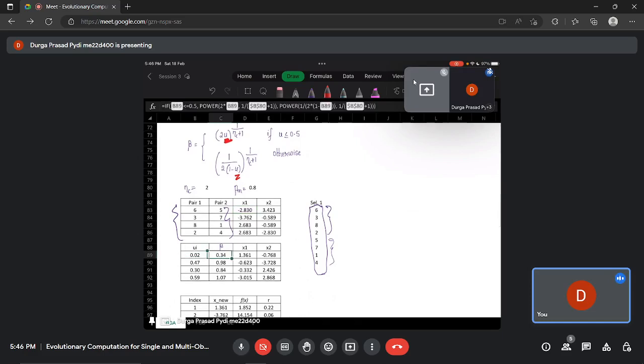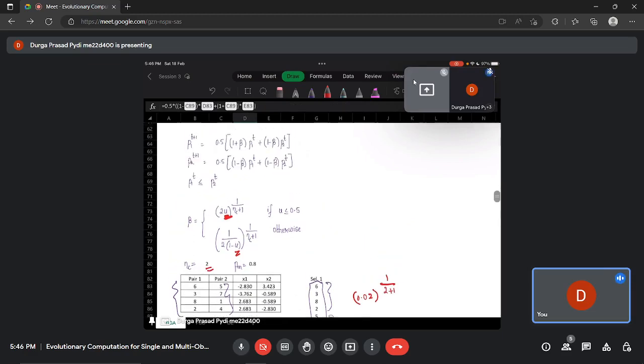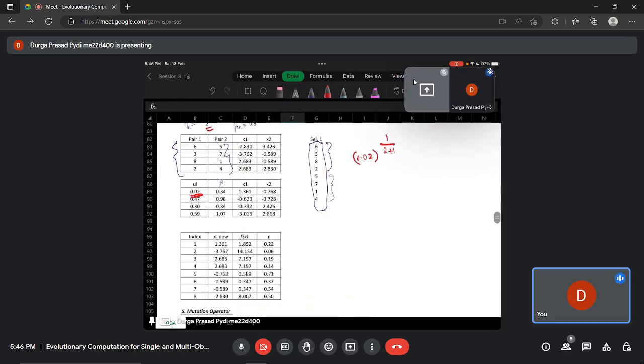So this is your u, and beta is essentially here. In this particular case, u is 0.02, which is less than 0.5, so you use the first formula. So what you essentially do is 0.02 to the power 1 by eta_c. I have taken the value as 2. You can actually change that value. 2 plus 1, and you get a value of 1.361. Similarly, for the other value, you use 1 plus beta, you get one offspring. You do the same for the second case, you get the second offspring. Once you have done this, you've got 8 possible solutions.